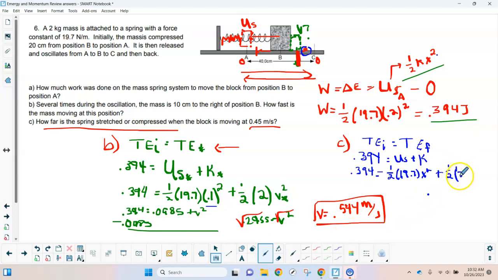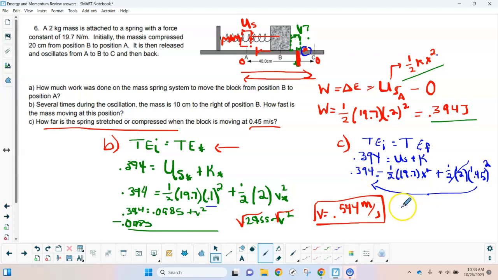There we go. So 2, because the mass is 2, and then this velocity here is 0.45, and we've got to make sure we square that term. Okay, so again, 1/2 and 2 are going to drop out, so it's really just 0.45 squared. We're going to subtract that from this 0.394, and then do the rest of the algebra.